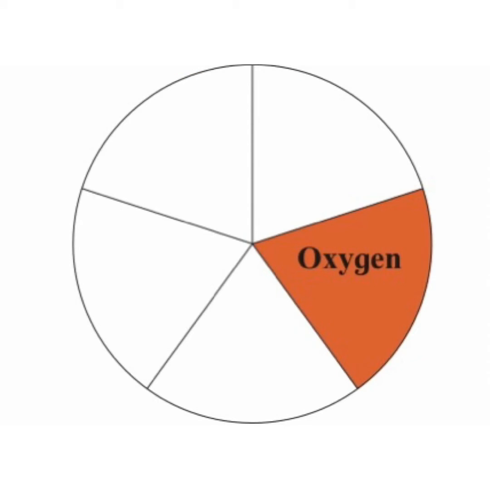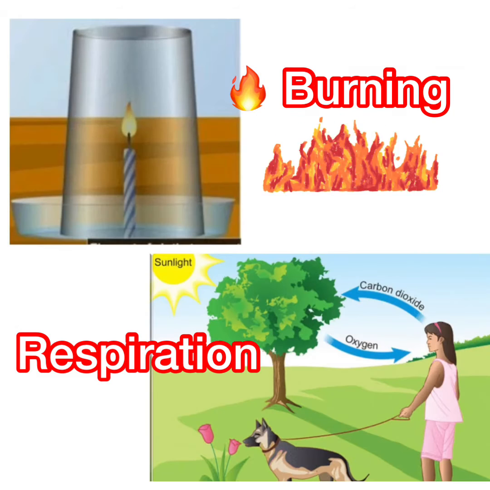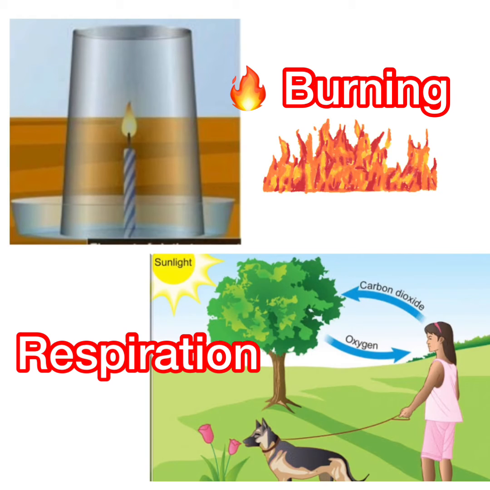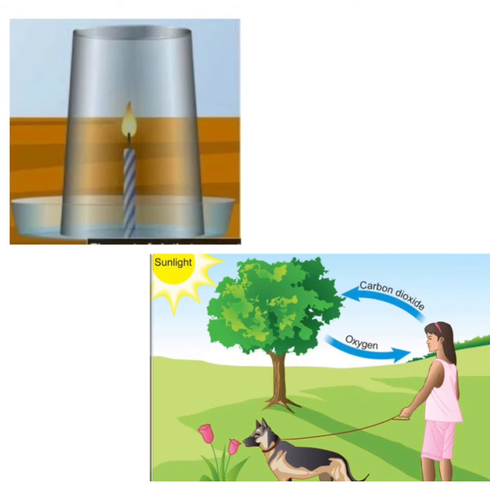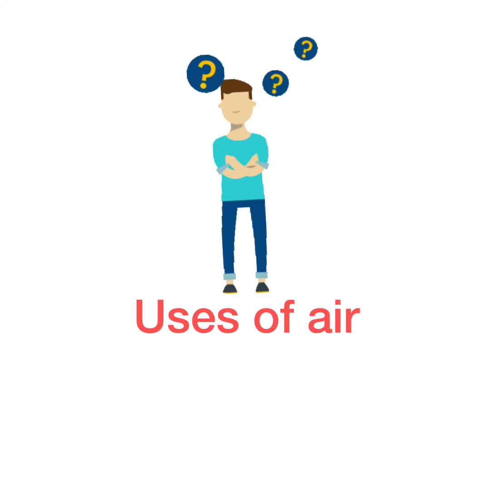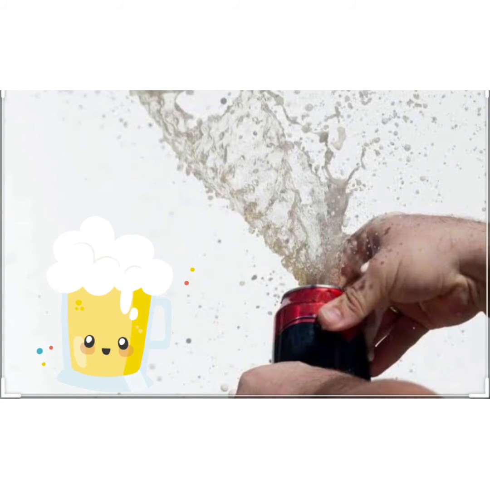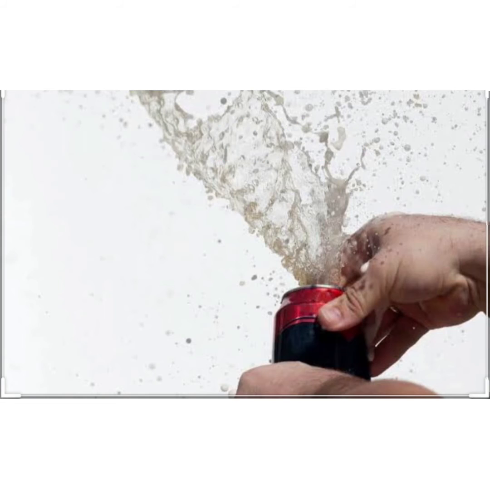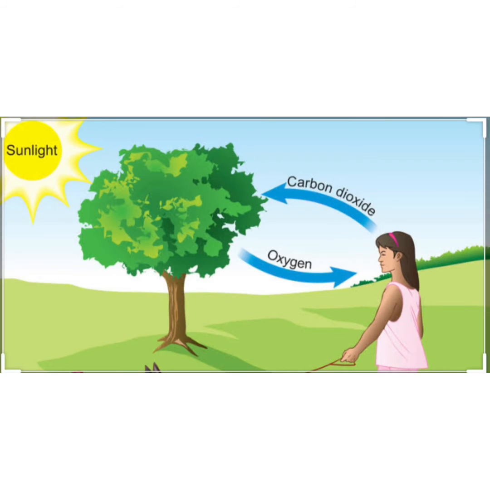Apart from oxygen, there are other gases in the atmosphere. Can you think of those gases? Now we all know that oxygen is used for burning and for respiration. Now, which are the other uses of air? Can we think of that? We have learned that the gas that fizzes out of the soda water is carbon dioxide. This gas is present in small quantity in the air too. Thus we can say that carbon dioxide is also present in the air.